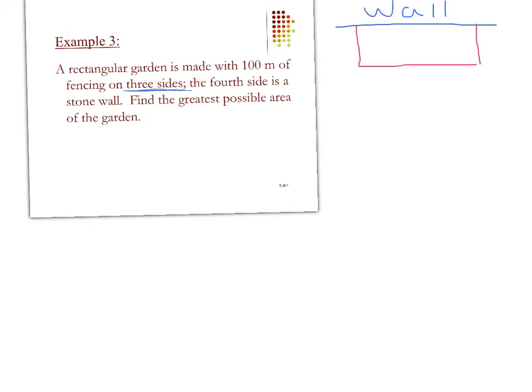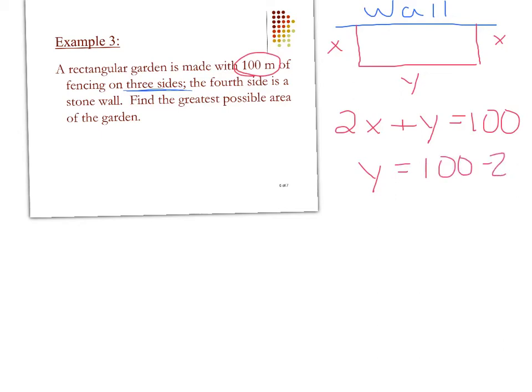Okay, so hopefully you drew that you have a wall, and that's in blue, and then my red is my actual length of the fencing. So for practical purposes, I'm just going to call this x, and I'll call this y. So my equation for the perimeter of this is that 2x plus y will equal, you have 100 meters of fencing, so that equals 100. So I can solve that for y and say y is 100 minus 2x.